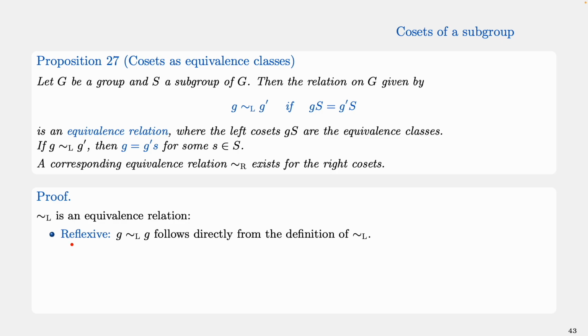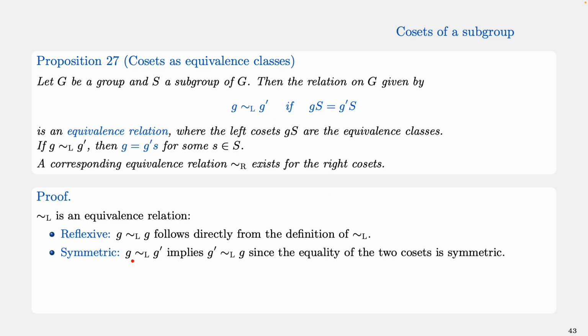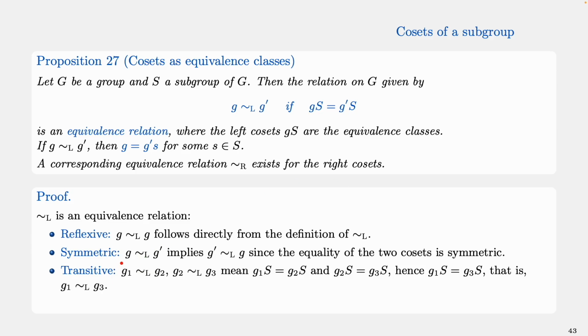First, we have to show that it's reflexive, so that G is related to itself. But this follows directly from the definition. Of course, GS is equal to GS if I replace G prime by G here, so this is trivial. Also, symmetry is clear because G being related to G prime implies G prime being related to G, simply because equality is a symmetric relation. So GS being equal to G prime S is of course the same as G prime S being equal to GS. So there's nothing really to do here.